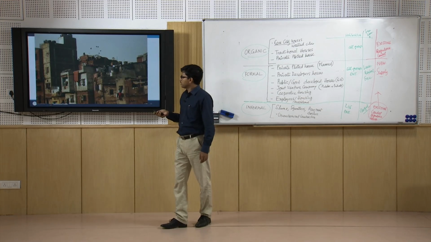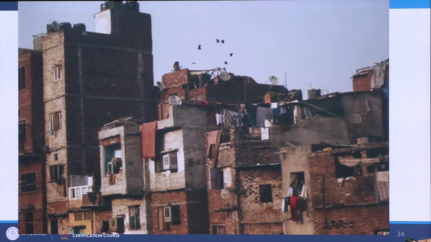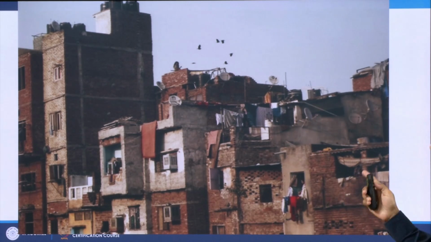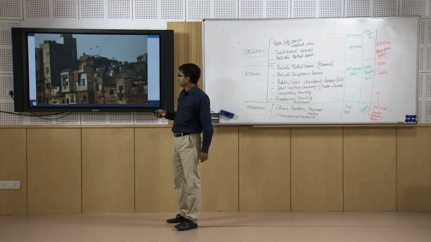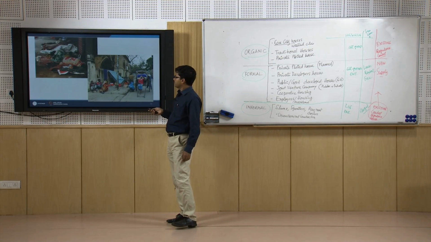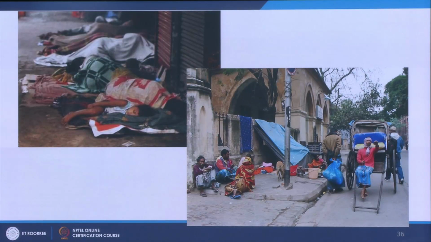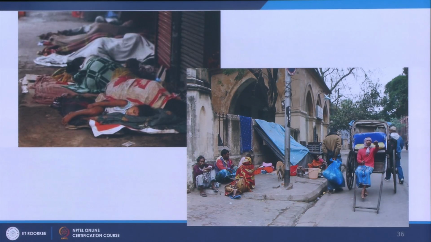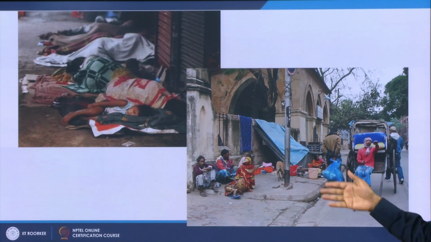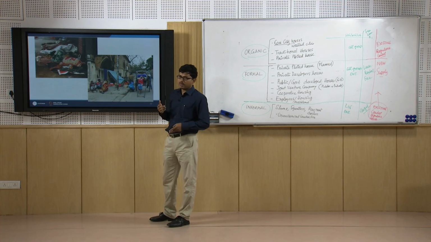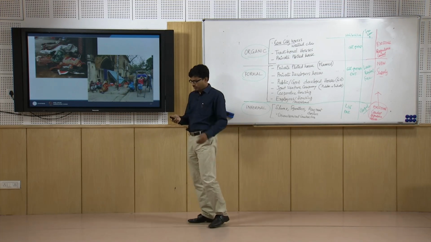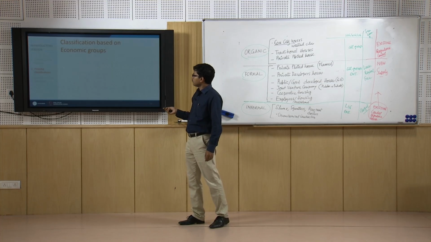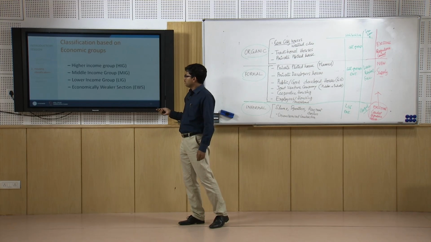These are typical unauthorized colonies, where the land may be owned by the people, but the construction is illegal or unauthorized, so they need a different kind of treatment in the cities. And these are pavement dwellers, who basically stay on the road, and sometimes make very temporary shades to live in, and basically survive on public amenities like the public tap and public toilets. So this we have all discussed.